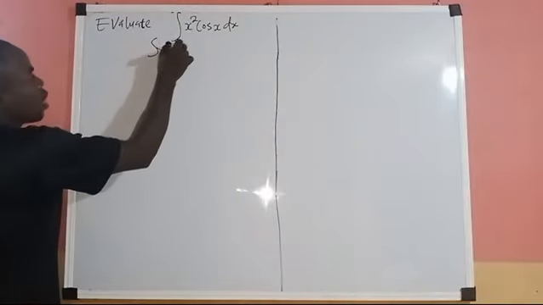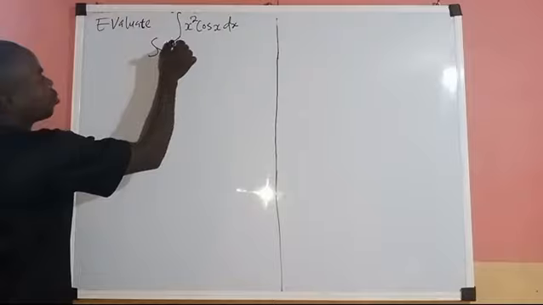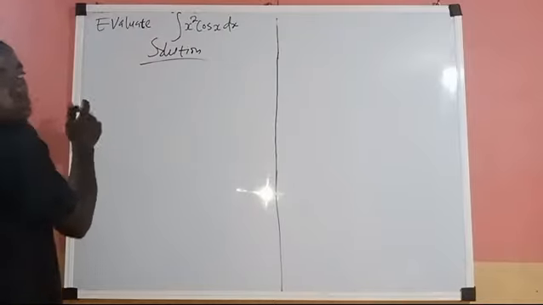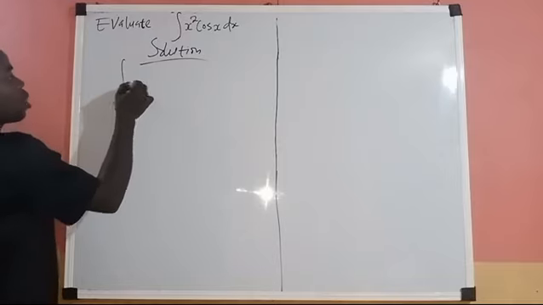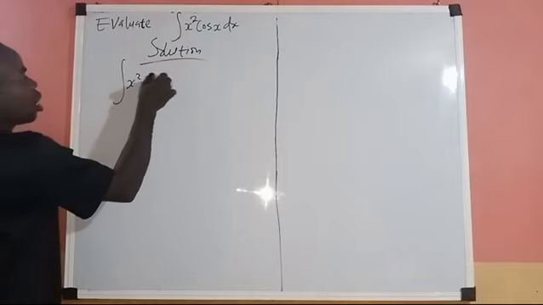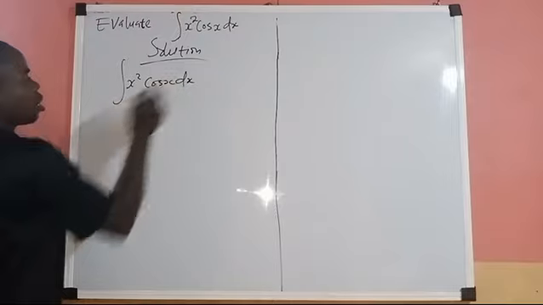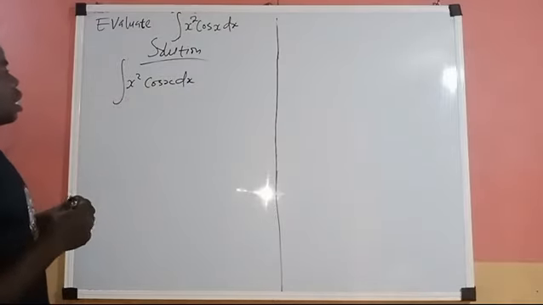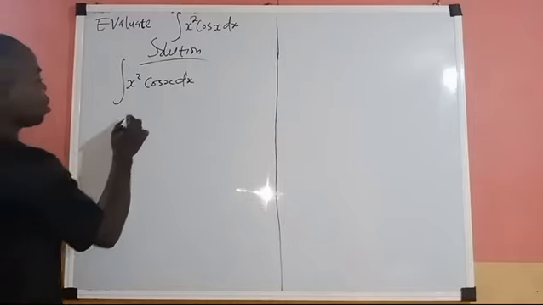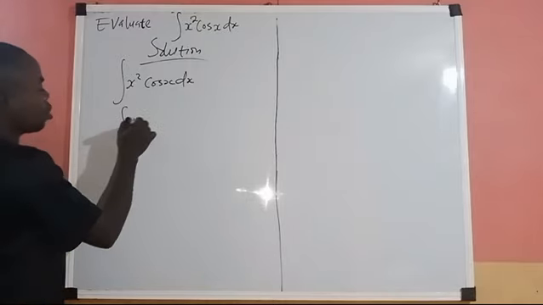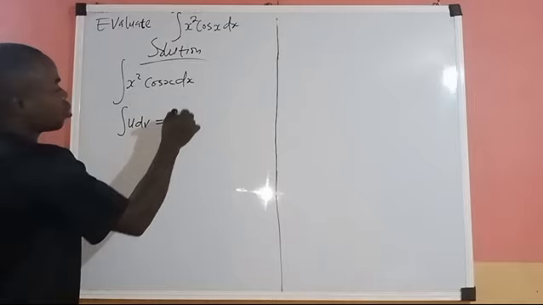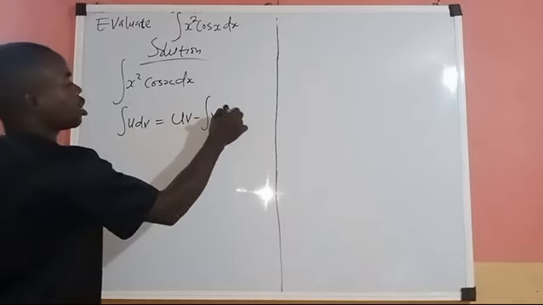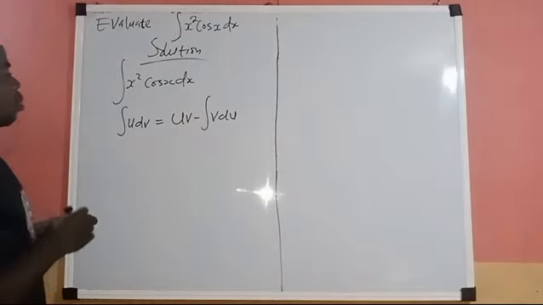Okay, so I'm just going to write my solution right here. Having done that, I will repeat the question: integral x squared cos x dx. Now we are going to be integrating this by parts, and don't forget the formula. Integral u dv is equal to uv minus integral v du. Okay, so that is the formula.